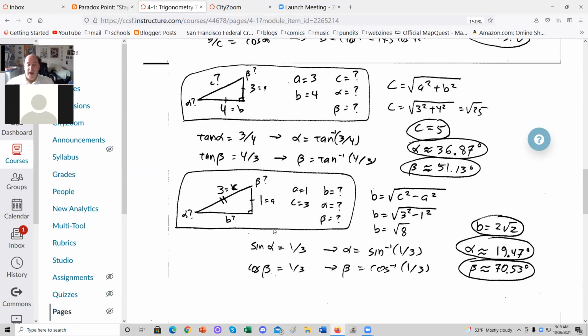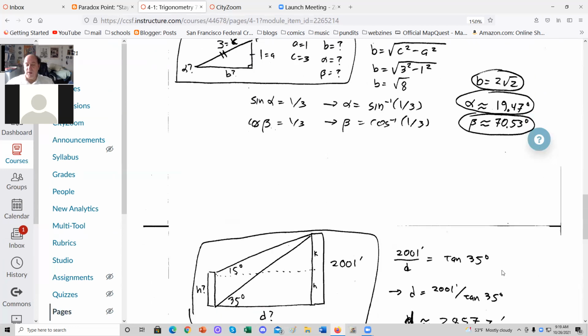Now for alpha and beta, well, we have 1/3 is sine alpha. So alpha is arcsine of 1/3, about 19.47 degrees. Relative to beta, a over c is adjacent over hypotenuse, so cosine. So beta is arc cosine 1/3, about 70.53 degrees.